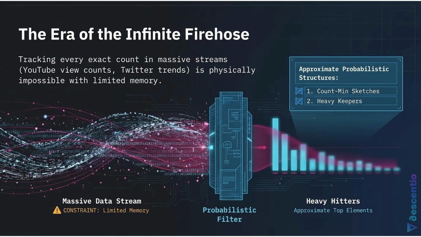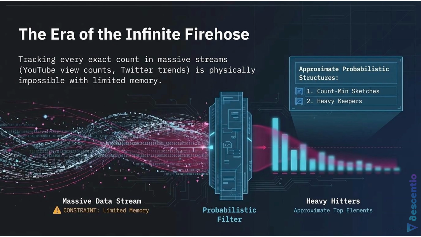Oh, they absolutely will. They will collide, which means the counter in that bucket will be artificially inflated by completely different videos. They will collide. That is the deliberate mathematical trade-off. The counts are guaranteed to be overestimates because of the overlapping hash shadows.